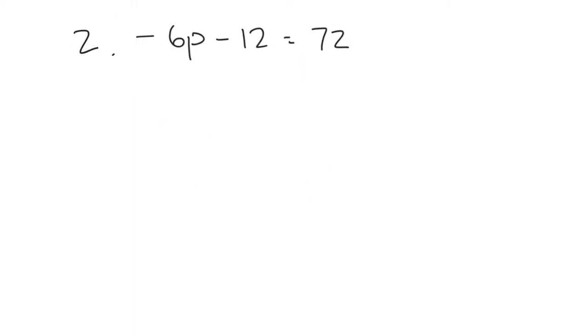Example 2, I'm trying to figure out what p is in this case. I do know that when p is multiplied by -6 and 12 is subtracted, I get 72. So solving is basically the process of sort of unraveling what's being done to the variable p, and we want to go in reverse order. So the last thing being done to p is we're subtracting 12. So I need to begin by adding 12 to both sides.